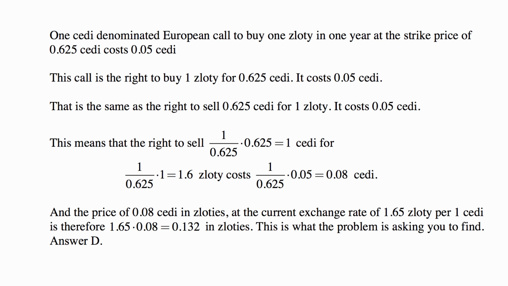This means that the right to sell a multiple of it, a multiple of 1 over 0.625, so 1 cedi for 1 over 0.625 or 1.6 zloty, costs 1 over 0.625 times 0.05 or 0.08 cedi. And the price of 0.08 cedi in zlotys at the current exchange rate of 1.65 zloty per 1 cedi is therefore 1.65 times 0.08 or 0.132 in zlotys. And that is what the problem is asking you to find. And that's answer D.